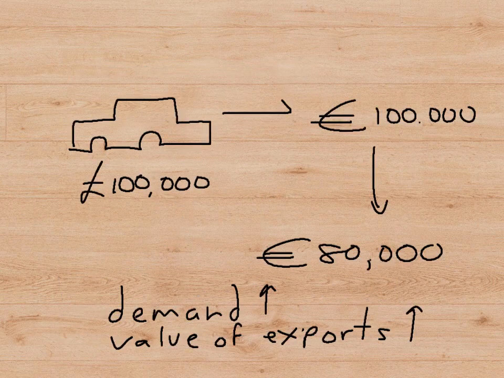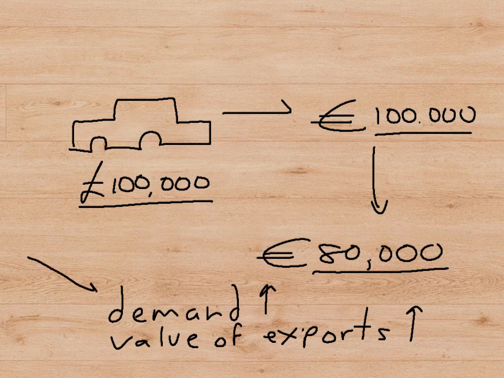When this depreciation happens, a product that was made in the UK and sold for £100,000 would have been selling for €100,000, but now after the depreciation of the pound, the price of that product, say a car, will fall from €100,000 to €80,000. This should mean that the demand for the car goes up and the value of British exports to the Eurozone goes up.